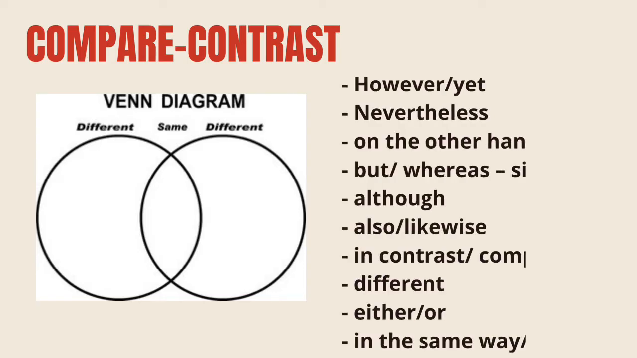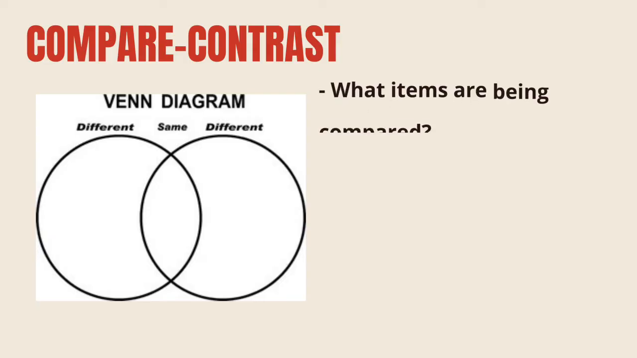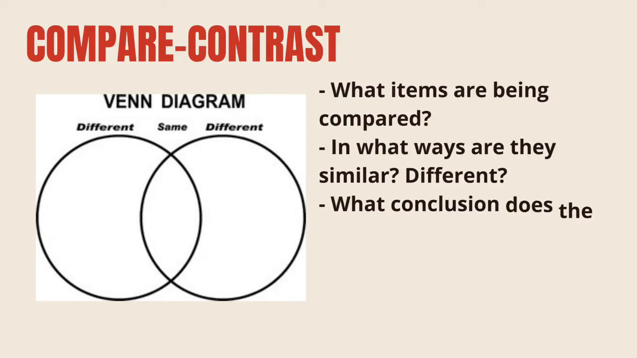So the signal words that we can find in a compare and contrast text are the following: however, yet, nevertheless, on the other hand, but, whereas, similarly, although, also, likewise, in contrast, in comparison, different, either, or, in the same way, just as. And also, the following questions are answered: what items are being compared?